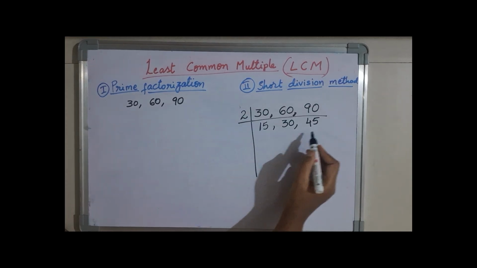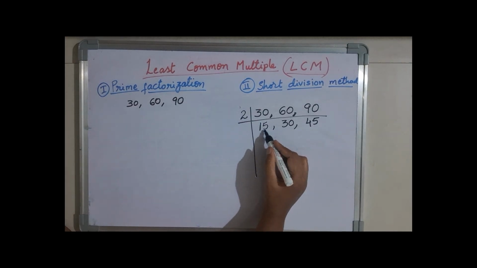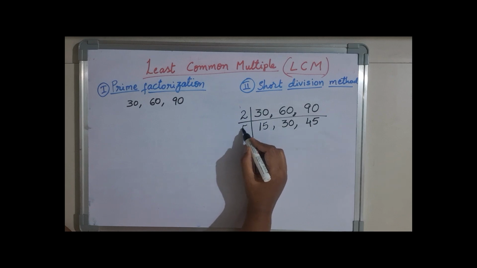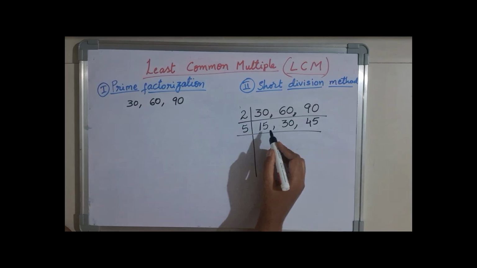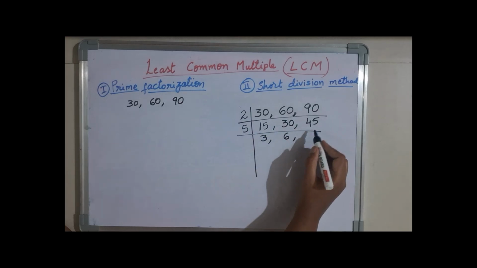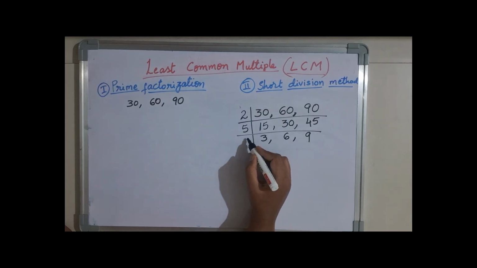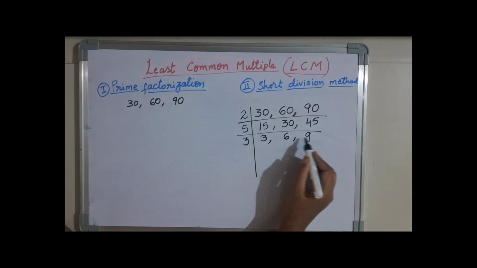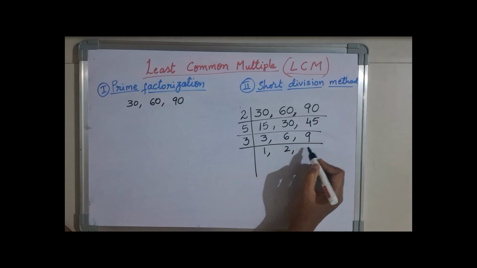After writing like this, we again have to check which are the common factors. Children, here we can see that 5 is a prime number which is common, so I am taking 5 here. 5 threes are 15, 5 sixes are 30, and 5 nines are 45. And here again we can see that 3 is the common factor of 3, 6 and 9, so I am taking 3 here. 3 ones are 3, 3 twos are 6, and 3 threes are 9.